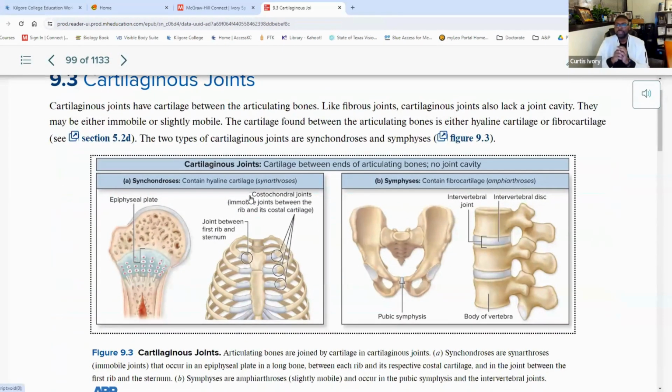Then there are cartilaginous joints, which means that they have cartilage at the ends of the bones. You can find those in synchondrosis, which is essentially hyaline cartilage. Those you can find especially in our long bones and then around the ribs.